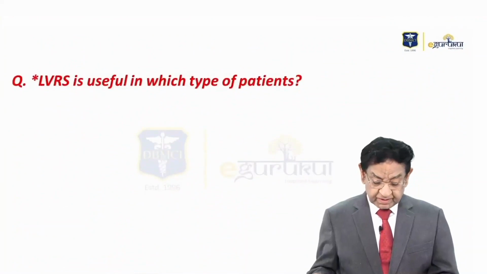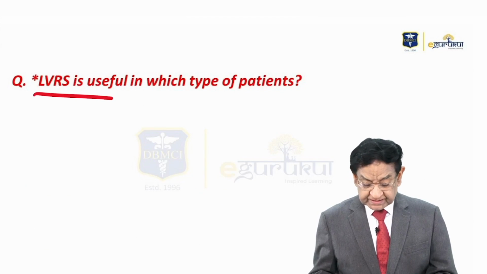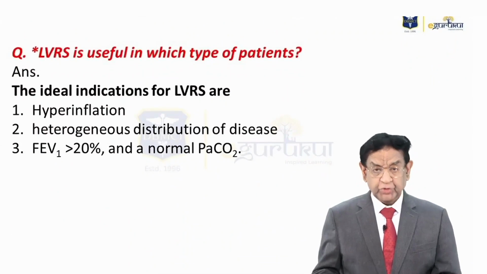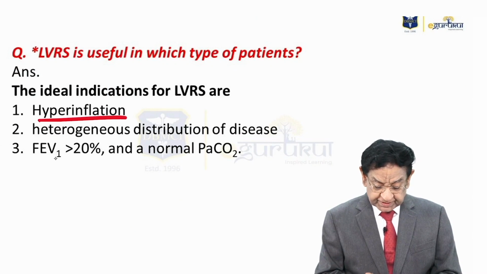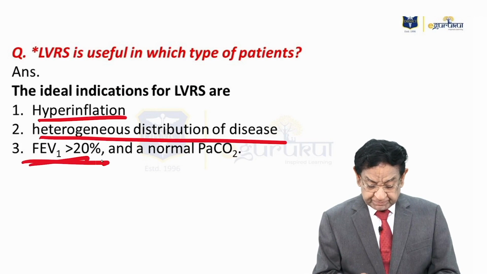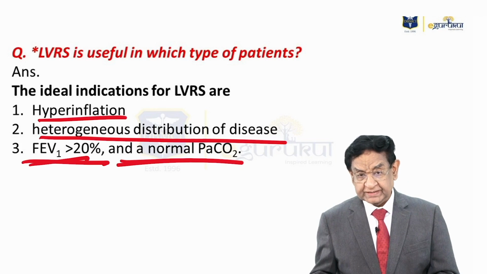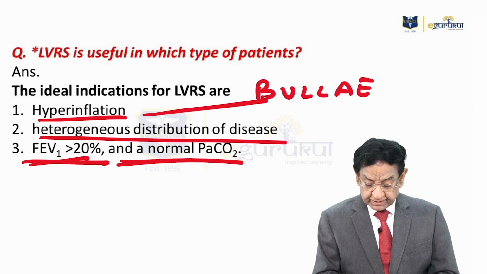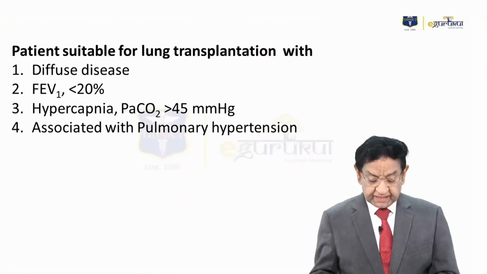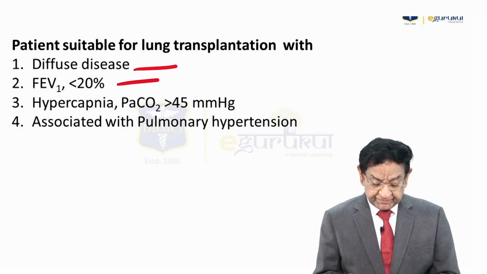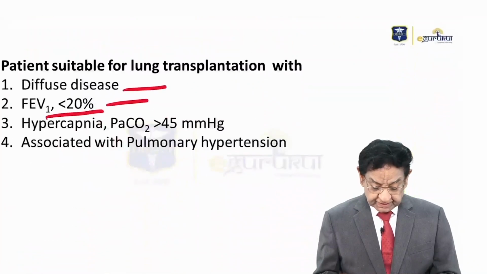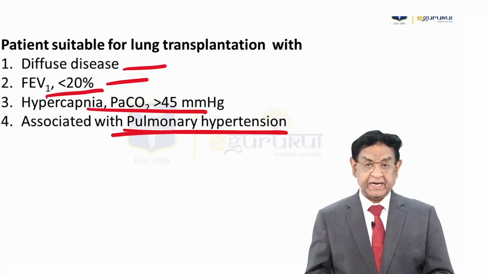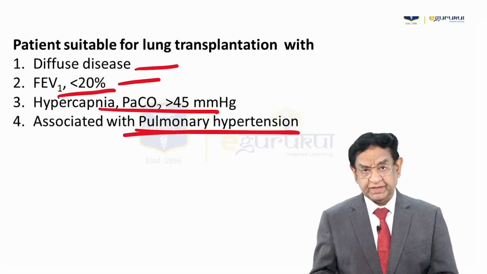Cessation of smoking is definitely effective in reducing mortality. Now, lung volume reduction surgery is helpful in which type of patients? Write down the answer. Lung volume reduction surgery is useful for hyperinflation, heterogeneous distribution of disease, FEV1 more than 20%, and a normal PaCO2. These are the people where we can use it, and patients having bullae. As far as lung transplantation, it is useful for diffuse disease, FEV1 less than 20%, whereas it was more than 20% here, and hypercapnia, whereas here CO2 was normal, associated with pulmonary arterial hypertension. Then these are the suitable candidates for lung transplantation.